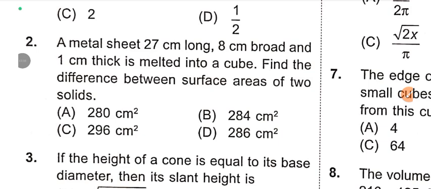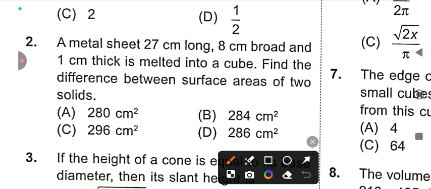A metal sheet 27 cm long, 8 cm broad and 1 cm thick is melted into a cube. Find the difference between the surface area of two solids. So there is one cube, and originally there is a metal sheet. No, it's not cylindrical, it's just a metal sheet. So a metal sheet is there, thickness is given, and it is melted to form a cube.